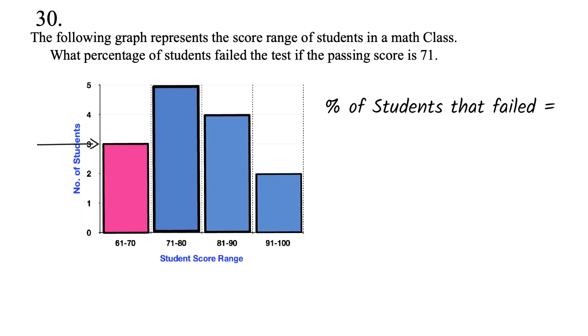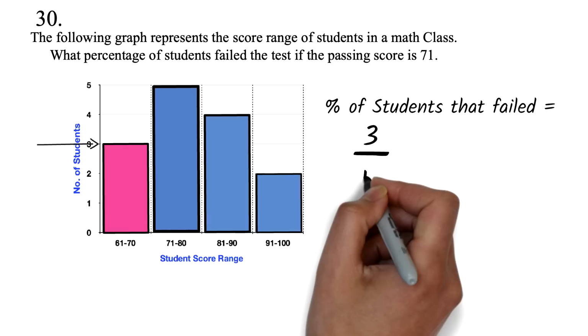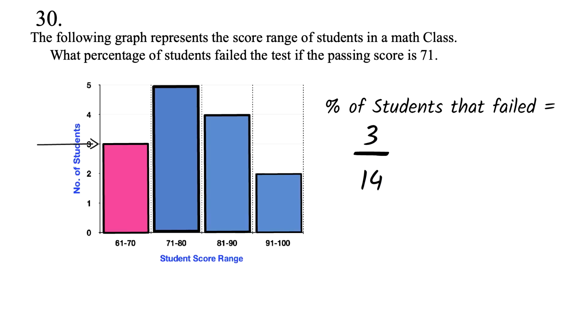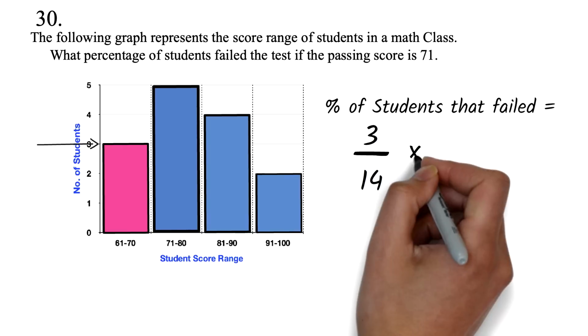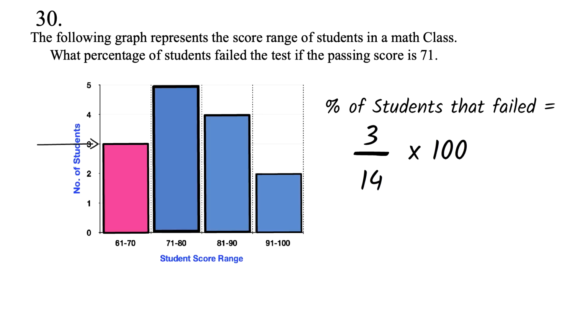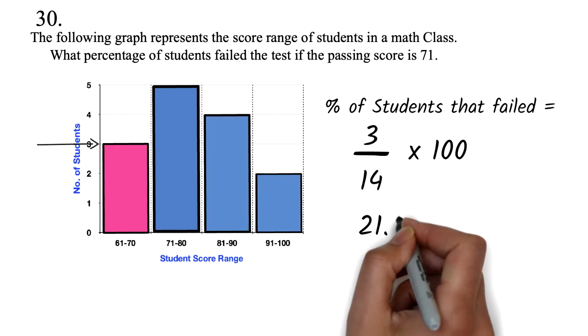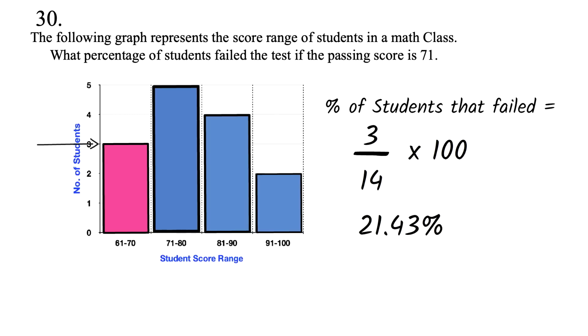The percentage of students that failed will be the number of students that failed, which is 3, over the total number of students, which is 14, like we saw in question 29. This will be multiplied by 100 to get the percentage. Compute this on the calculator to get 21.43% failed. With what you just learned, you should be able to answer questions like what percentage of students passed and what percentage of students scored 71 to 80.